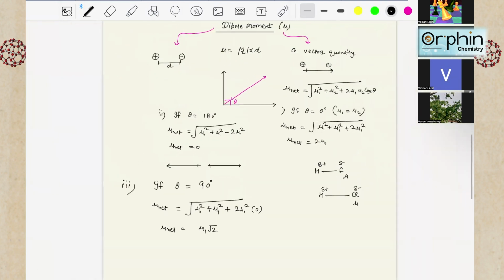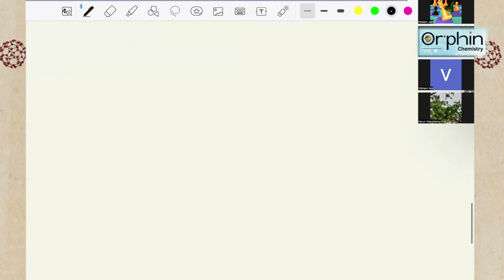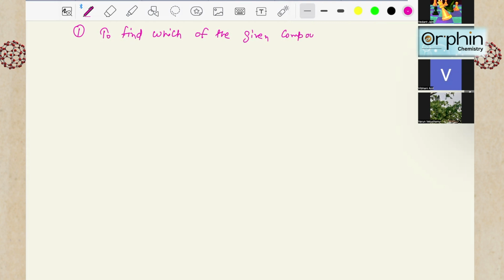Sir, why are you taking the physics? Because it will be required when we are finding the comparison of polarity. Okay. So now we have to see the first type of question: to find which of the given compounds are polar or non-polar.